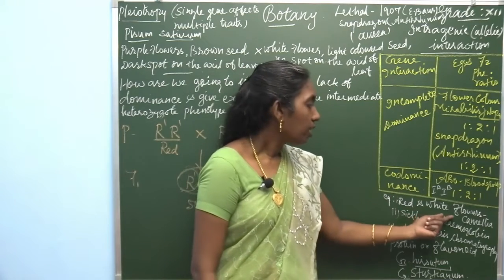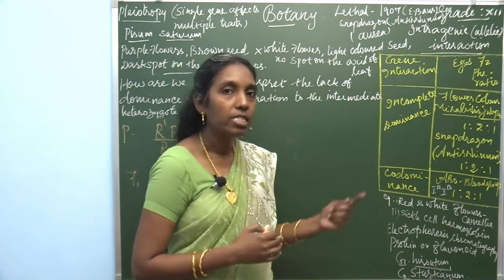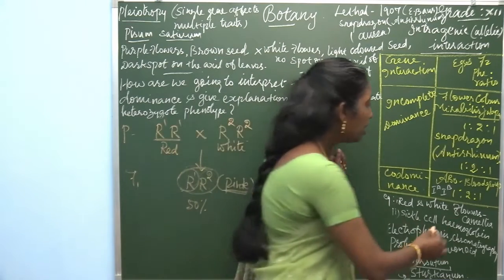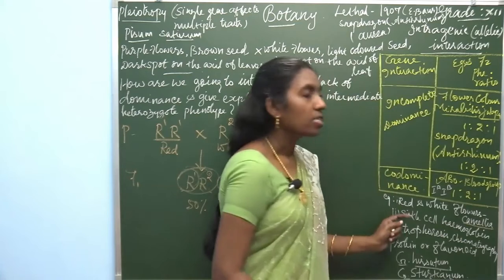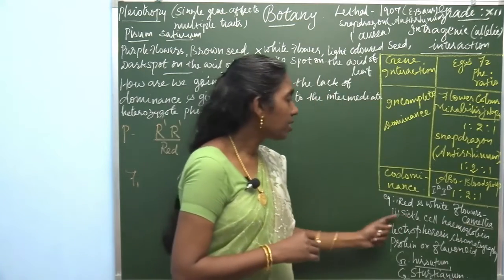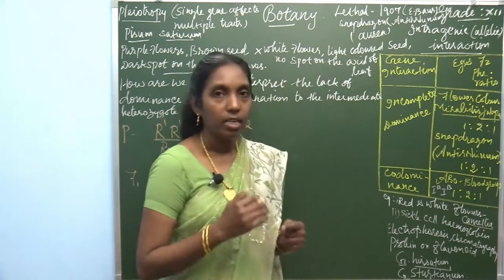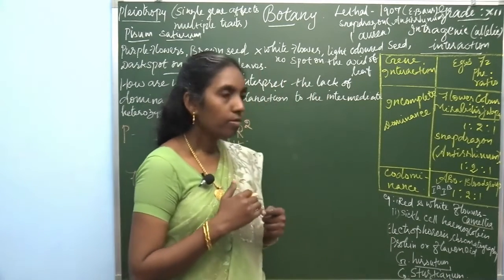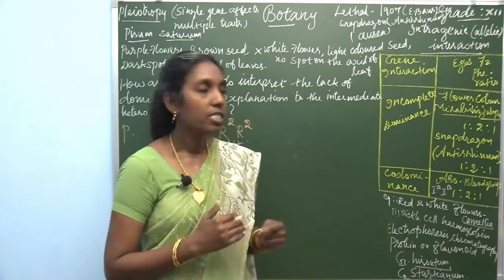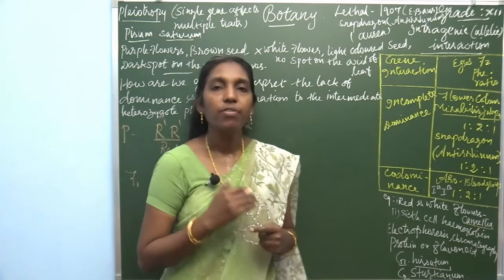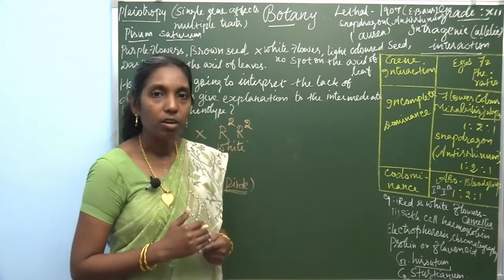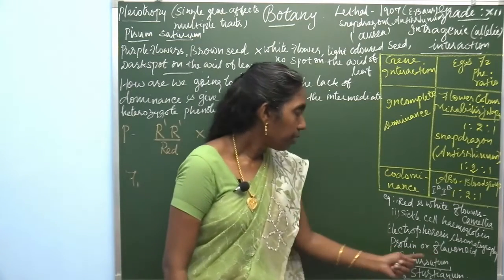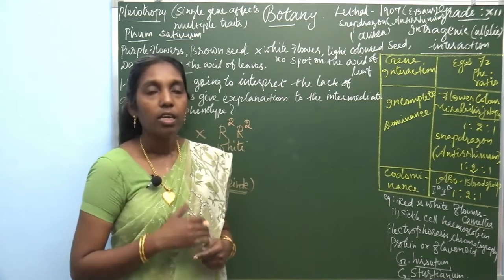Red and white color flower. One of the examples is red color and white color flowers produced in camellia. Camellia is one example, and sickle cell anemia, that is sickle cell hemoglobin, is another example. So here, in plants, this codominance is very well noticed by the method of electrophoresis and chromatography.